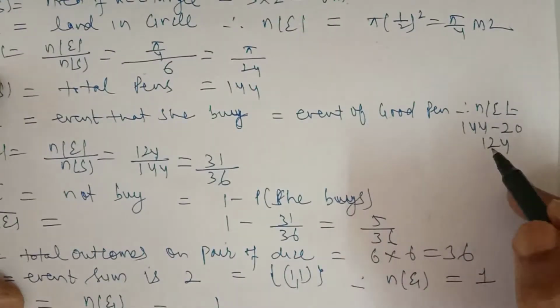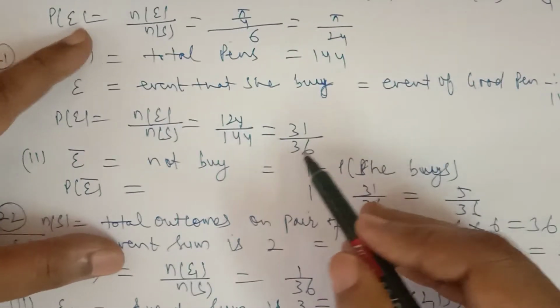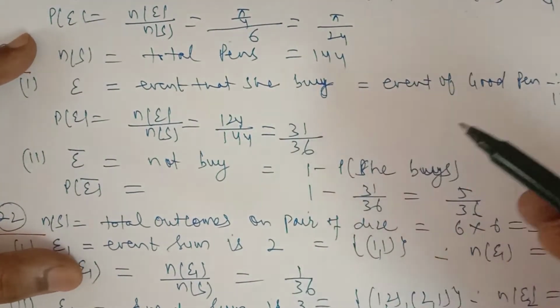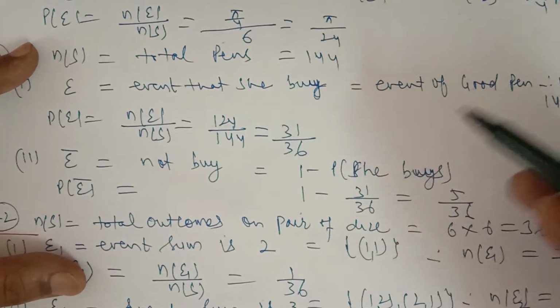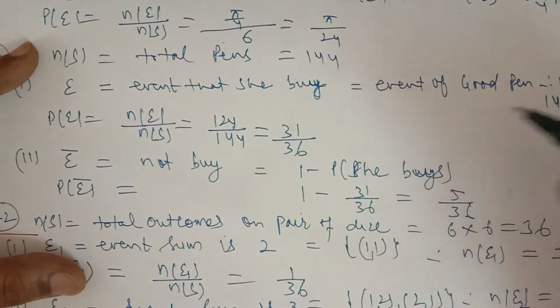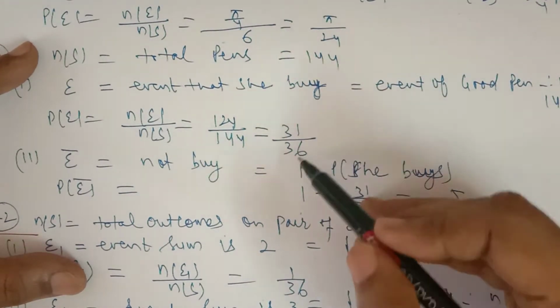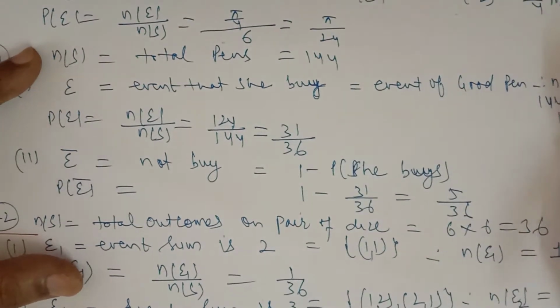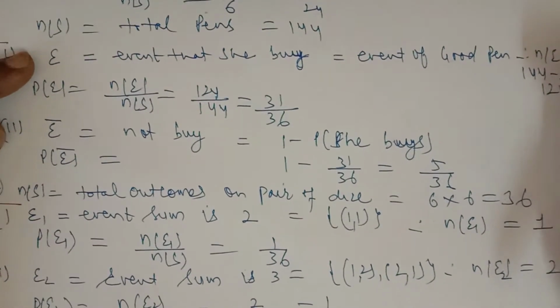Or you can do it directly. If there are 20 defective pens, she will not buy if it is defective, that is 20 upon 144. Or you can do it like this. Find the probability that it is a good one, and the probability that she will not buy means the pen should be defective. So it will be obtained by subtracting from 1 the probability that she will buy. She will not buy equals 1 minus the probability that she will buy.